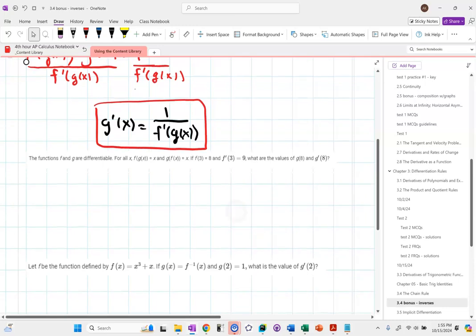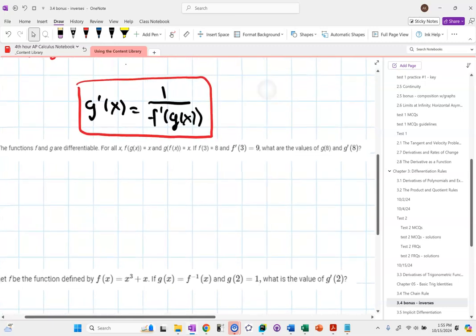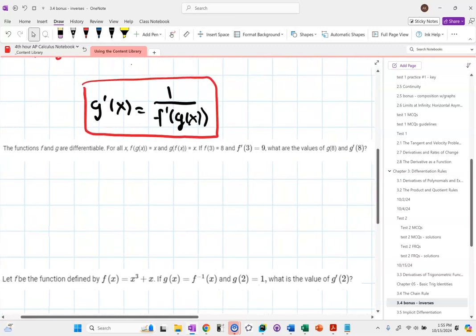Okay. So let's look at some example problems. So I've pulled these from previous AP kind of questions. It says that the functions f and g are differentiable for all x, f of g of x is equal to x and g of f of x is equal to x, i.e. that's telling us that f and g are inverses, right? It says that if f of 3 is equal to 8 and g prime of 3 is equal to 9, what are the values of g of 8 and g prime of 8?